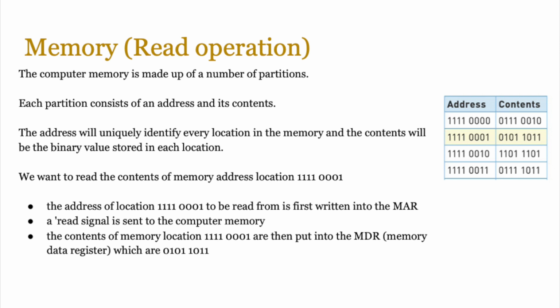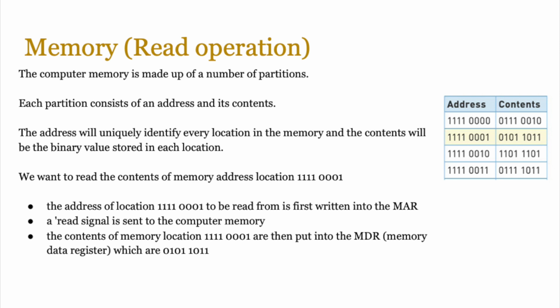So how would a typical memory read operation work? Well, the computer memory is made up of a number of different partitions, and each partition is given an address, and each address will hold some content, which could be data, a command, or another address. So this address will uniquely identify a location in the memory, and the contents will be binary values stored in each location because the computer deals with binary.